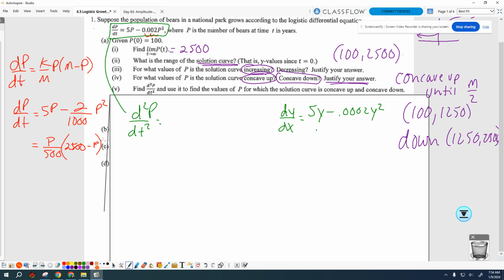Okay, so the double derivative is 5 dy/dx minus 0.0004 y dy/dx. Right? It's implicit. Amir, does this work for you? Yeah. So unfortunately, over here, with it being population and time, it's the same thing. It's just harder to see that implicit differentiation.